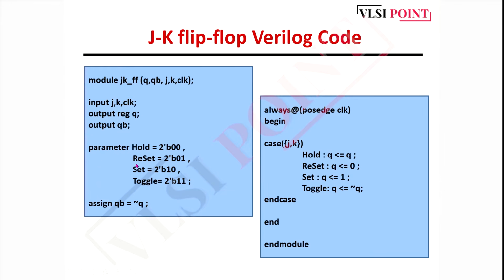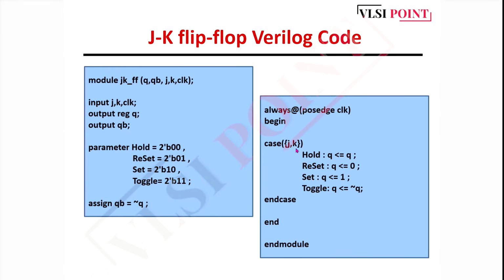Then I have taken some parameters: hold, reset, set and toggle. For hold it is 00, 01, 10, 11. Without parameters also you can write the code; it is completely your choice. Then assign QB equals negation of Q. Then in this always block, always at posedge clock, we have applied a case statement. Case {J, K}: now we are applying the case statement on these J and K variables. So in case of hold, we have to assign Q to the output Q. In case of reset, we have to assign 0 to this Q.